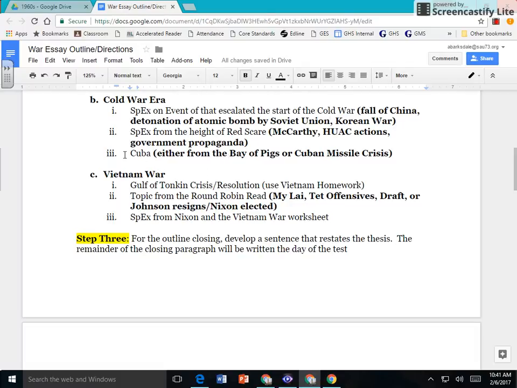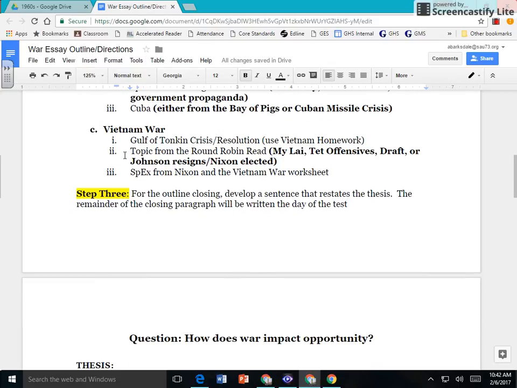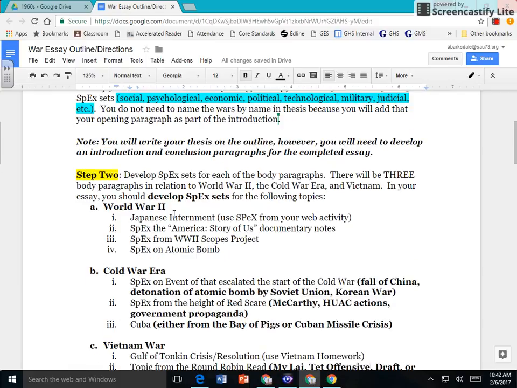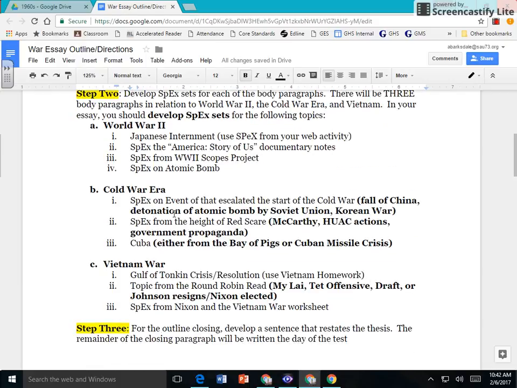Then I want you to choose a specs from Cuba, which is either from the Bay of Pigs or the Cuban Missile Crisis. And then we'll branch into the Vietnam War. I want you to include an element of the Gulf of Tonkin resolution, which comes from your Vietnam homework. I want a topic from the round robin read that we did in groups, from My Lai, Tet Offensive, the draft, or Johnson resigns and Nixon's elected. And then I want a specs from the Nixon and Vietnam worksheet. So each of these are activities that we've been doing over the course of the last several weeks. And now you're going to piece together all of this evidence and put it into a nice, well-developed essay.